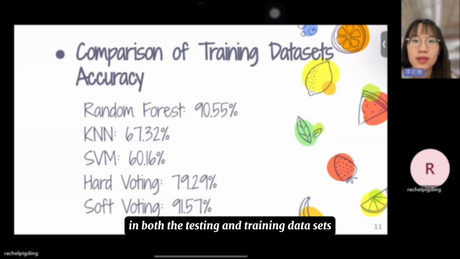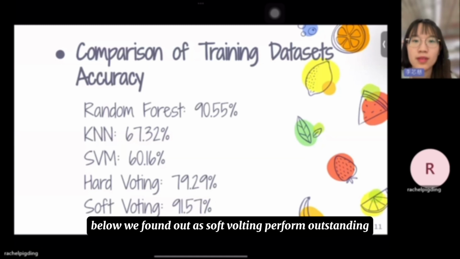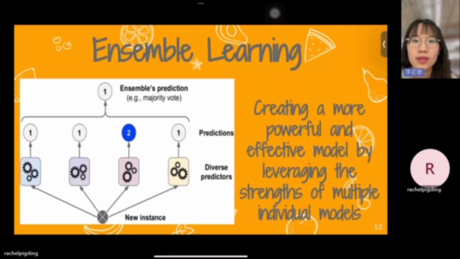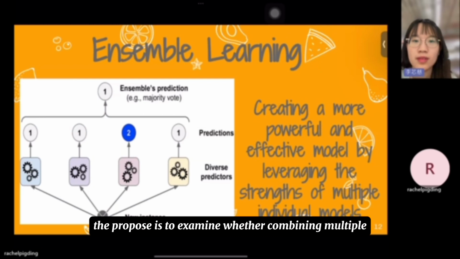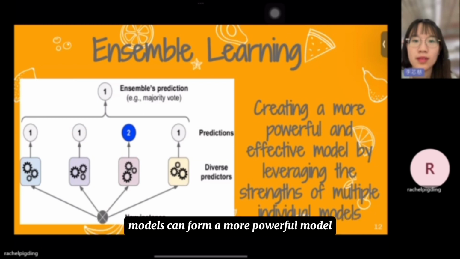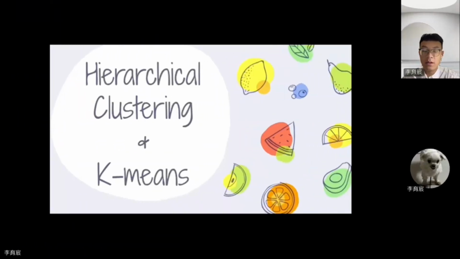The results obtained are then compared with the accuracy of the voting in both the testing and training data sets. Here's the training data set accuracy below. We found out that soft voting performed outstandingly. The proposal is to examine whether combining multiple models can form a more powerful model and achieve effective ensemble learning.